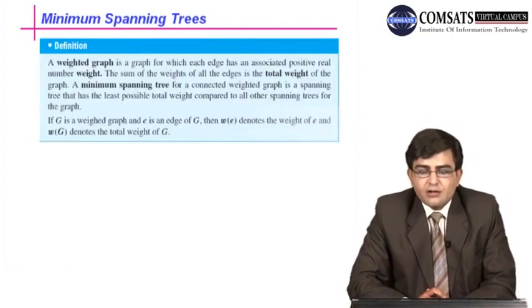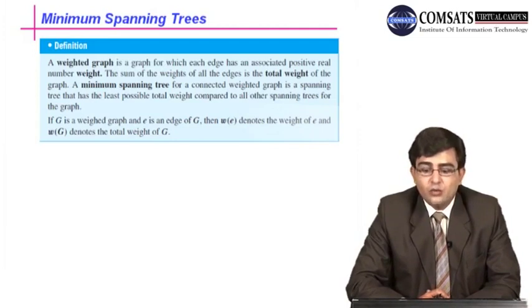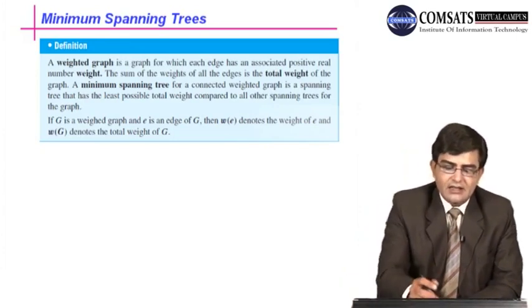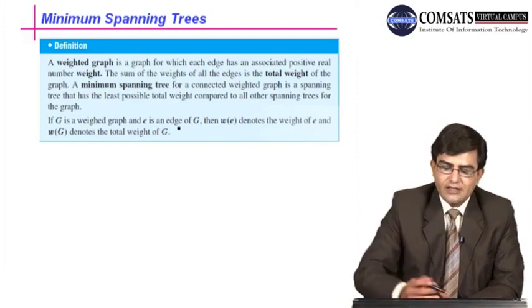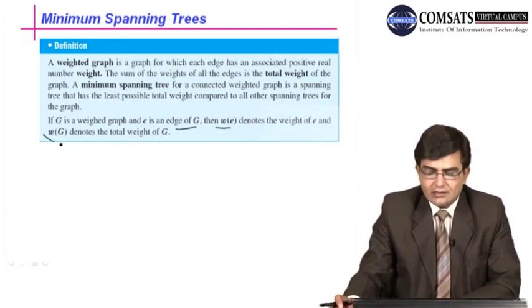Now what is the proper definition of a weighted graph? A weighted graph is a graph for which each edge has an associated positive real number as a weight. The sum of weights of all the edges is the total weight of the graph. A minimum spanning tree for a connected weighted graph is a spanning tree that has the least possible total weight compared to all other spanning trees for that graph. If G is the weighted graph and e is an edge of G, then w(e) denotes the weight of e, and w(G) denotes the total weight of that graph.